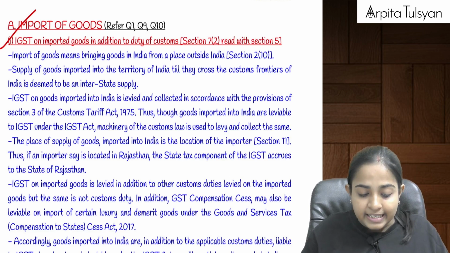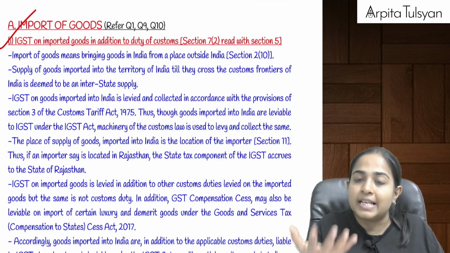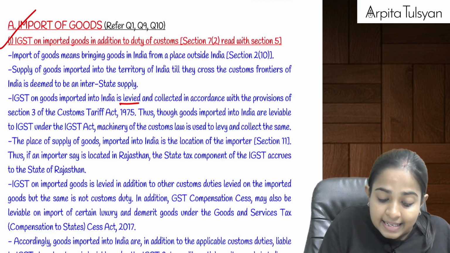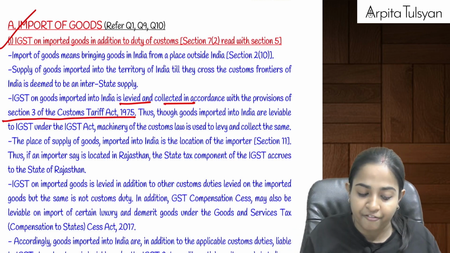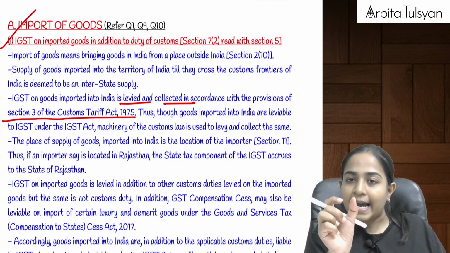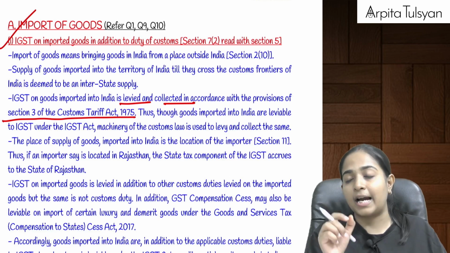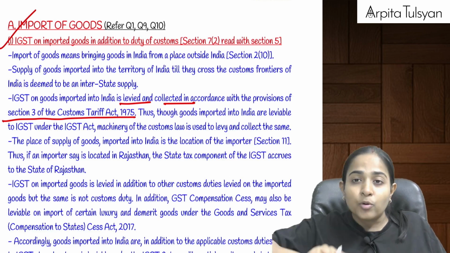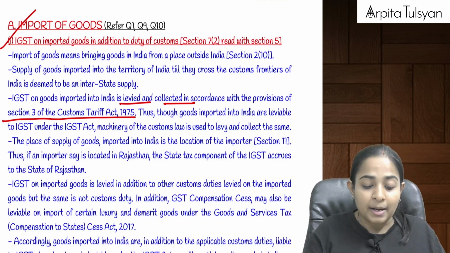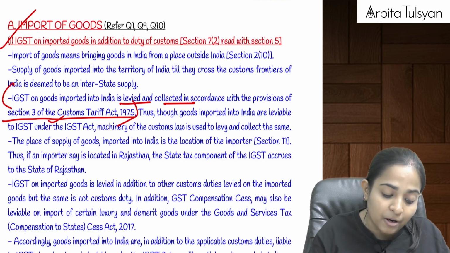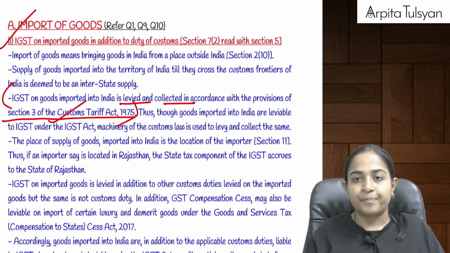Now IGST on the goods which are imported into India is levied and collected as per the provisions of section 3 of the Customs Tariff Act. That does not mean that the IGST that we are going to pay is going to go to the customs department. No. That is a GST tax only, but it is levied and collected because of the customs law. Are you clear with this?